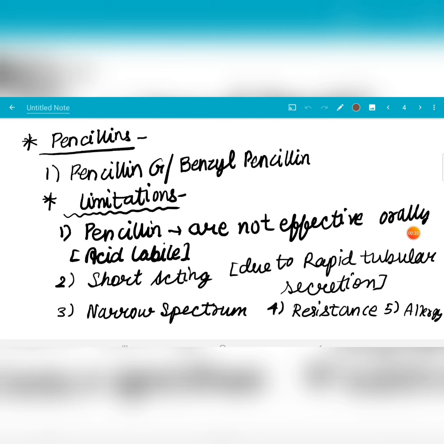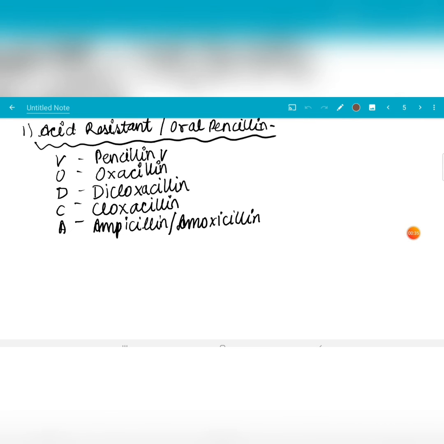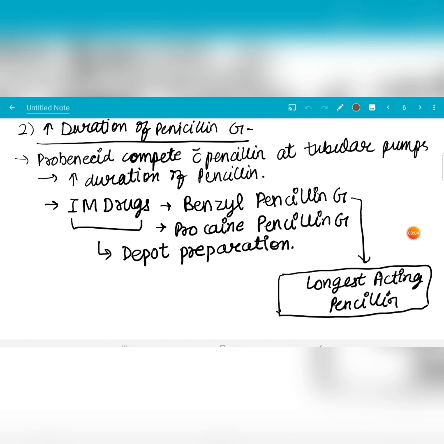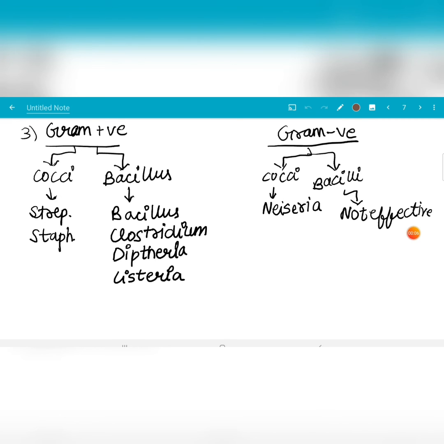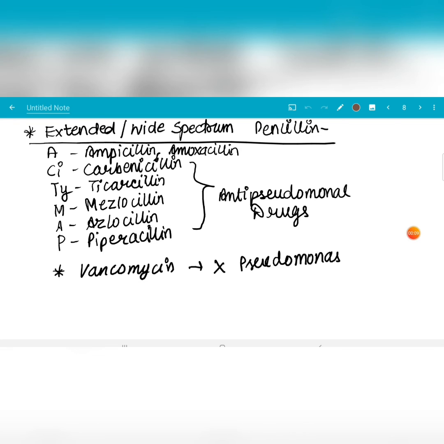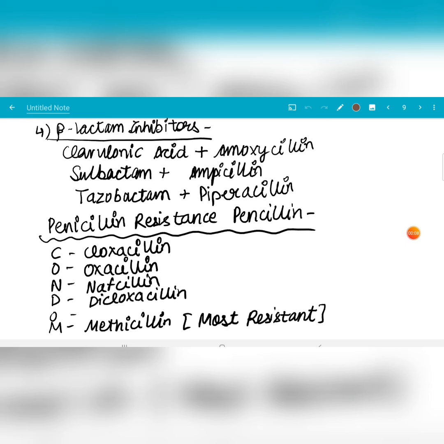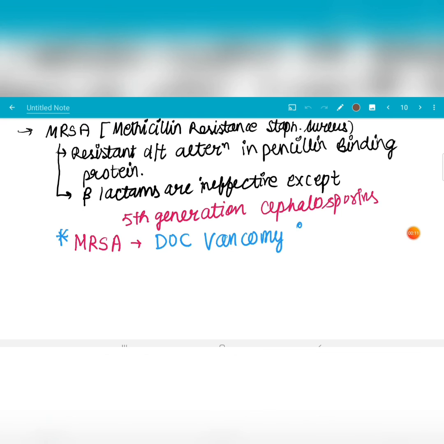Penicillins are acid-labile, short-acting, narrow-spectrum, and cause allergy or resistance. For acid-resistant oral penicillins, the mnemonic is VODKA. It includes penicillin V, oxacillin, dicloxacillin, cloxacillin, ampicillin, and amoxicillin. We discussed what increases the duration of penicillin G, which is probenecid and depot preparations. We discussed the spectrum of penicillin G, and extended-spectrum penicillins with the mnemonic ACT-MAC, and that they are ineffective in Pseudomonas. Next, we discussed beta-lactamase inhibitors.